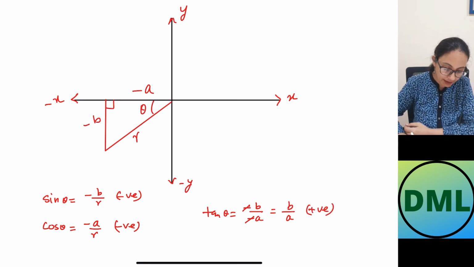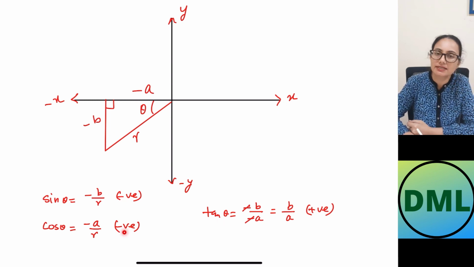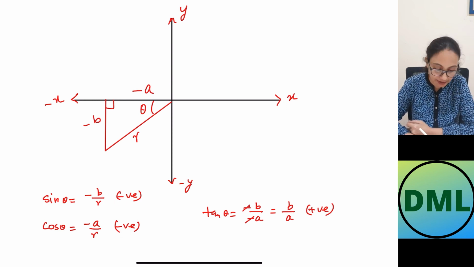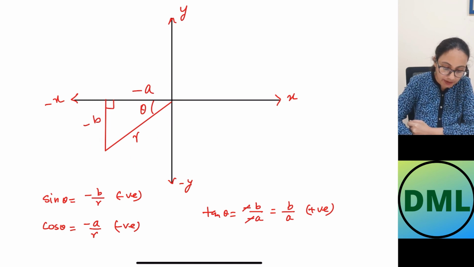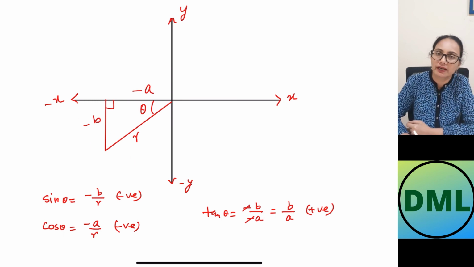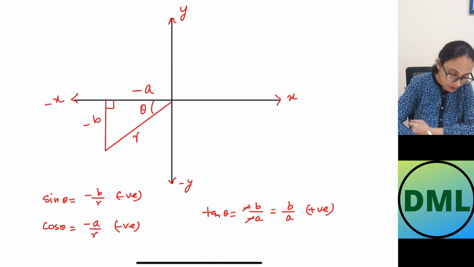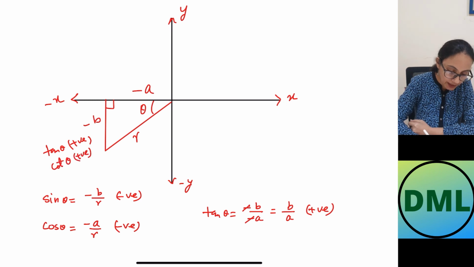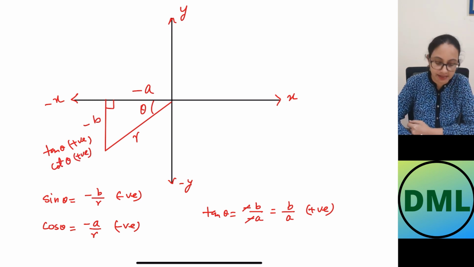As you can see, in the third quadrant, tan theta is positive, sin theta is negative and cos theta is negative. So that means sin is negative, cosec is also negative, and sec is also negative. In this third quadrant, tan theta is positive and cot theta is also positive. The rest of the trigonometric ratios are negative in the third quadrant.